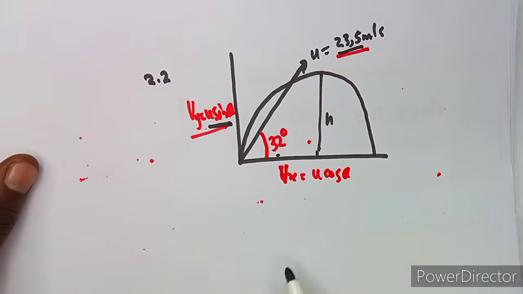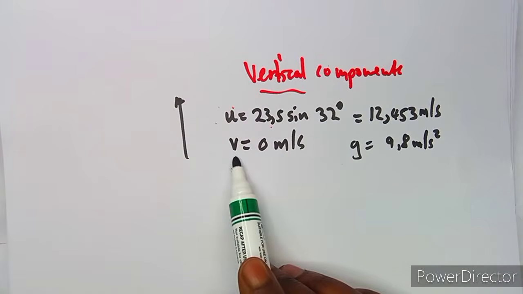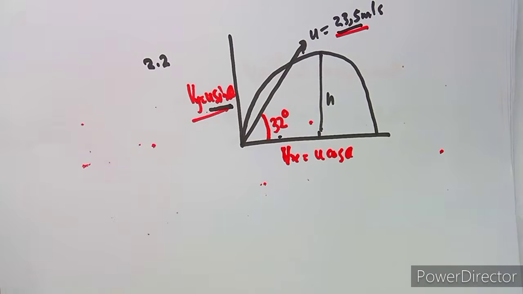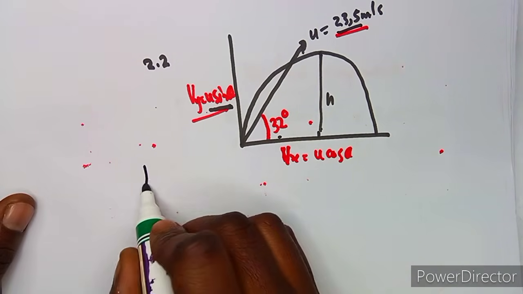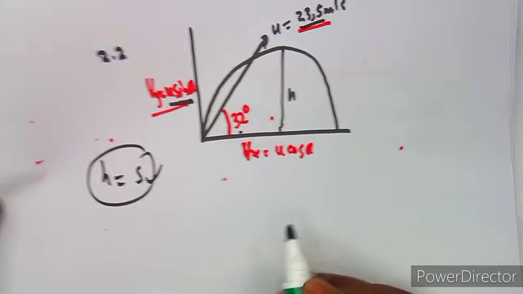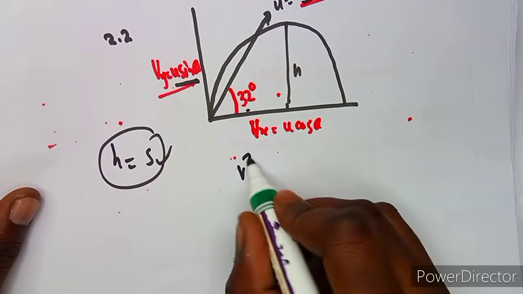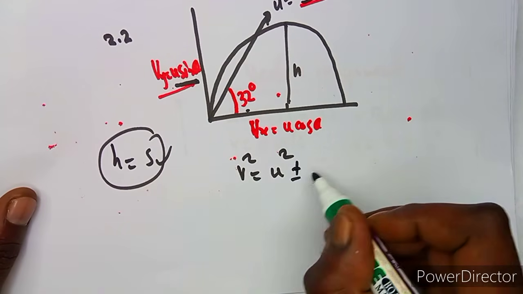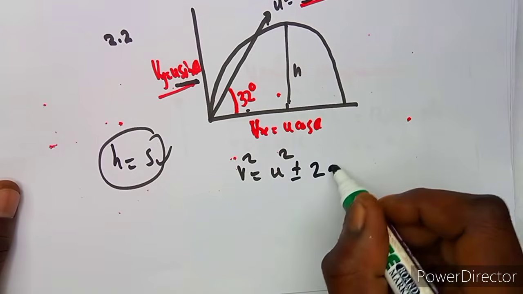Which means having this, as well as this, I can use the formulas to calculate the height, which is represented by s. So this height is actually just put as s. I just want you to take a closer look at this formula: v squared is equal to u squared, plus or minus 2gs.